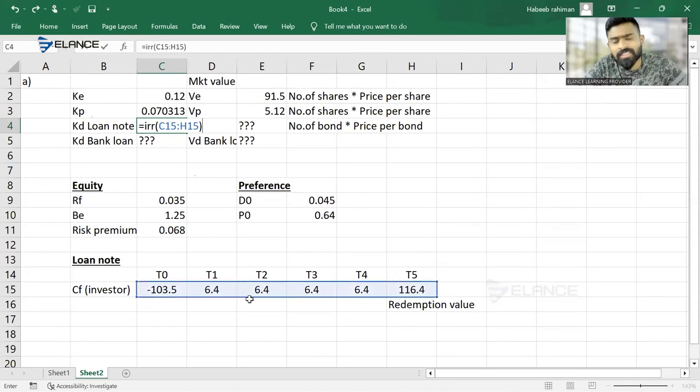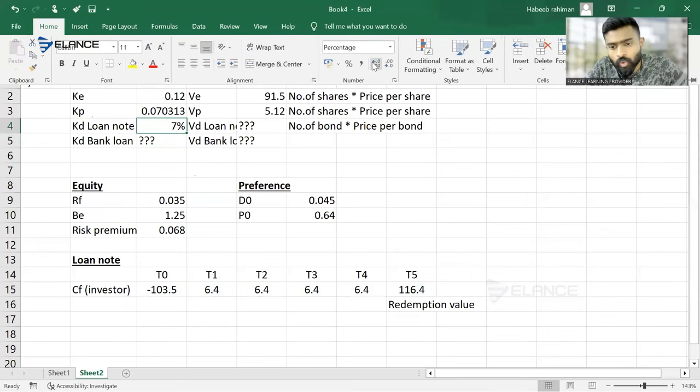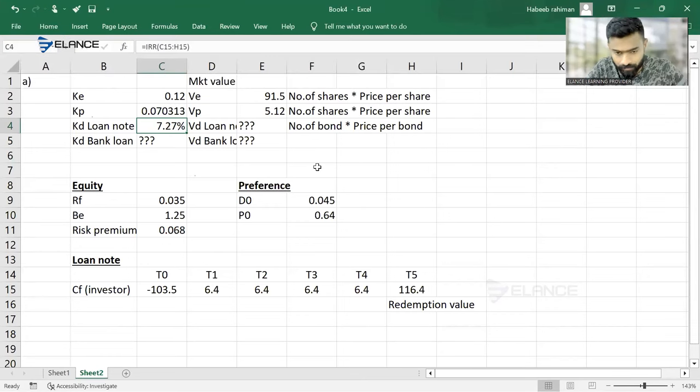What is the rate of return inside this investment? If you are investing 103.5 and you are getting 6.4 every year, what will be the rate of return? It is 7%. It's not exactly 7. If you have enough time, you could round it off to 2 decimals. It is 7.27. If you keep it like this also, you'll get full marks. But for the presentation and discussions, I'll keep it to two decimals.